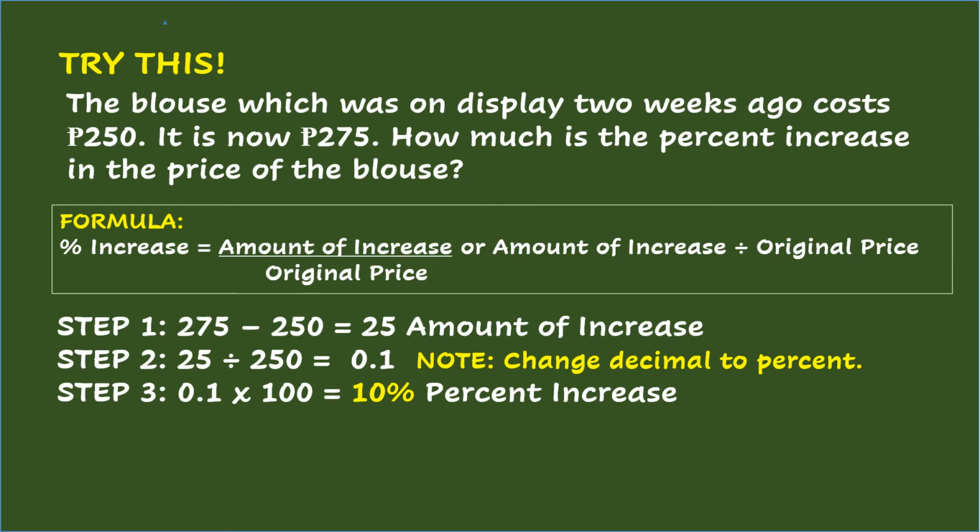Step 2, using the given formula, divide 25, which is the amount of increase, by 250, which is the original price, equals 1/10. Take note that you have to change decimal to percent by multiplying it with 100, or by simply moving the decimal point 2 places to the right and put the percent sign. So for step 3, it would be 1/10 times 100 equals 10%, and that's the percent increase.